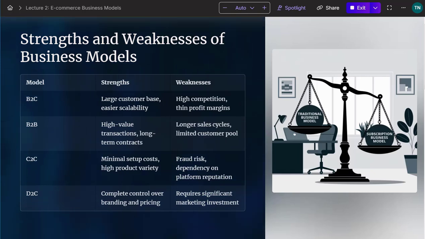For the second, B2B, the strengths are high value transactions and long-term contracts, but the weaknesses are a longer sales cycle and limited customer pool. For C2C, the strengths are minimal setup cost and high product variety, but the weaknesses are fraud risk and dependency on platform reputation. For D2C, the strength is complete control over branding and pricing, but the weakness is a requirement for significant marketing investment. So the visual balance scale helps illustrate how each model has a trade-off between its advantages and disadvantages.